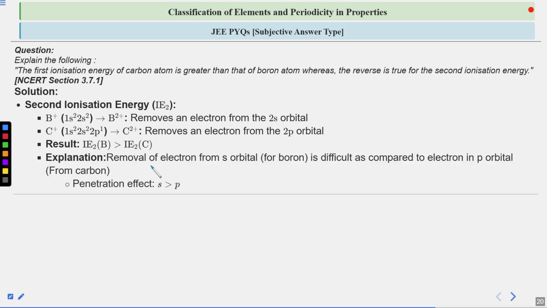So we can explain it in terms of the penetrating effect, as you have said. The s subshell is much closer to the nucleus, or you can say in another way that it is more penetrated toward the nucleus, so it is difficult to remove an electron from the s subshell, which is the case of boron plus and not carbon plus. Right? I hope this is clear to all of you.